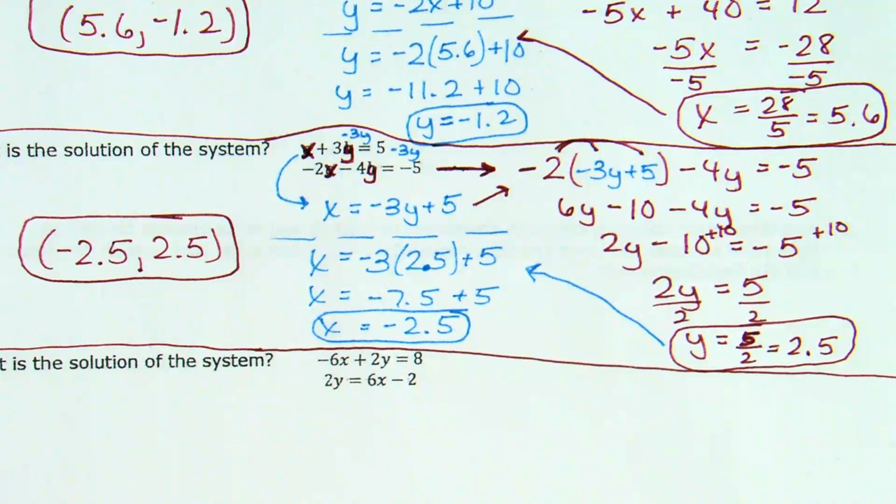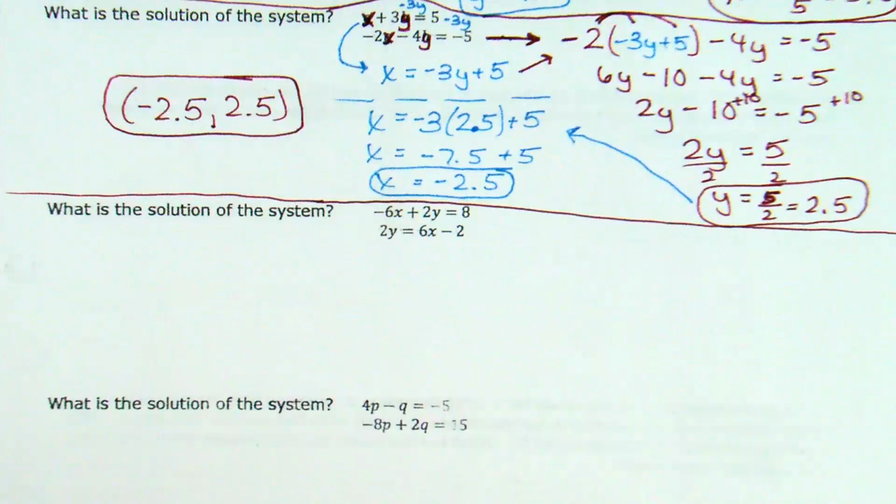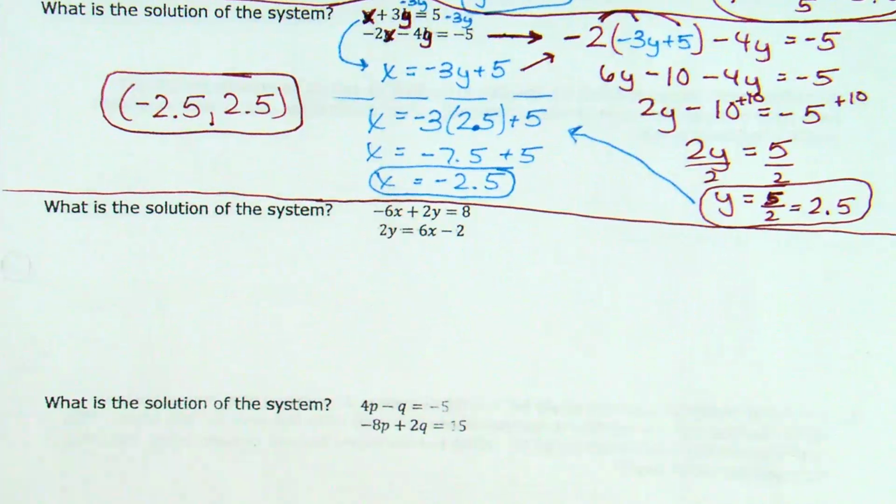Ready to try a third example? We will skip a little bit, but I do want to do this one. Okay, you got your steps down? First step, take one of the equations and solve it for x or y. In this case, what's easier?